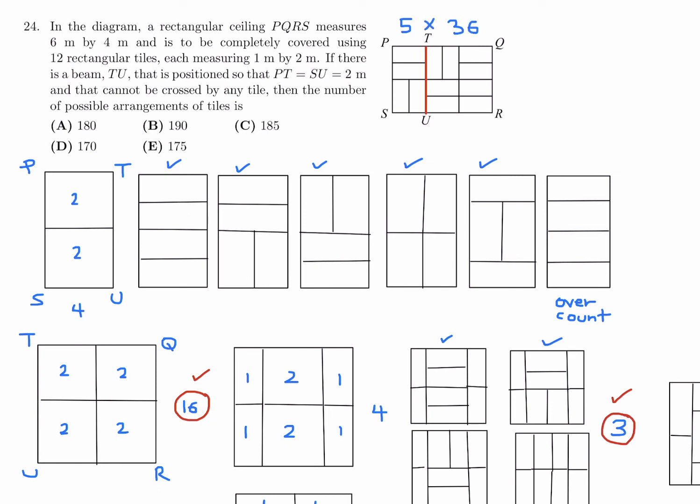And then, of course, you have to multiply them. 5 times 36 is 180. So number 24, a very time-consuming question. The answer is A.